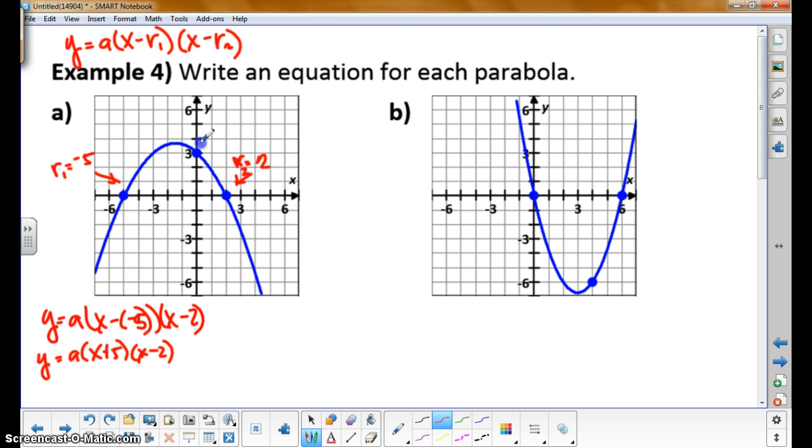And the way you find a is by using a third point. Sometimes that point is going to be a y-intercept, which this one is, and that y-intercept would be x is equal to 0, y is equal to 3. You'll always be given that third point because you cannot determine the factored form without a third point. So we know the x and the y at that third point. So I'm just going to go ahead and substitute those values in.